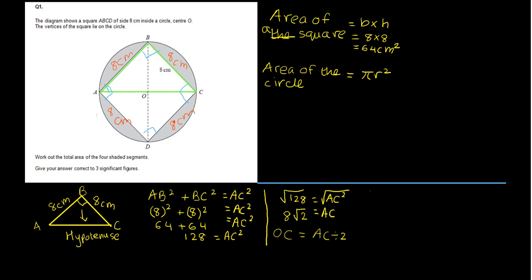I'll split the board further. So OC is equal to 8 root 2, that's AC, divided by 2. I'm going to write it as a fraction, and if I divide 8 root 2 by 2, that gives me 4 root 2. So that's OC, or the radius.